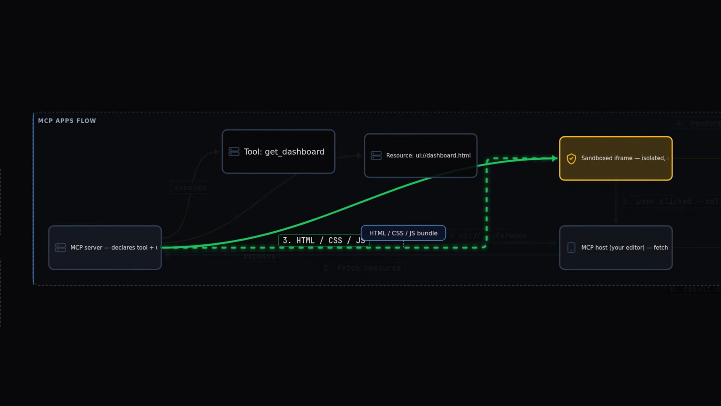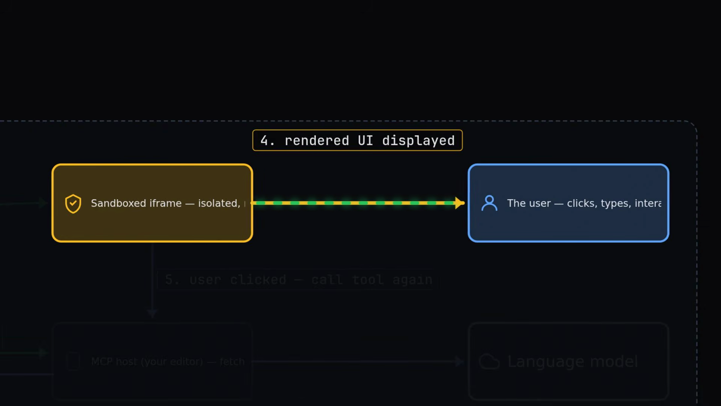Step 3, the server returns the HTML, CSS, and JavaScript bundle, delivered straight into a sandboxed iframe. Step 4, the editor renders it, but not just anywhere, inside a sandboxed iframe, a locked, contained region of the conversation. The user now sees a real interface.